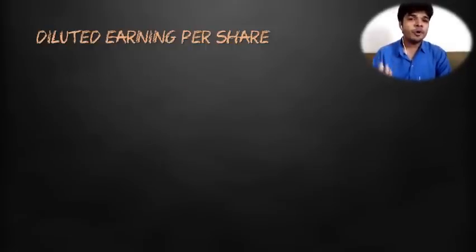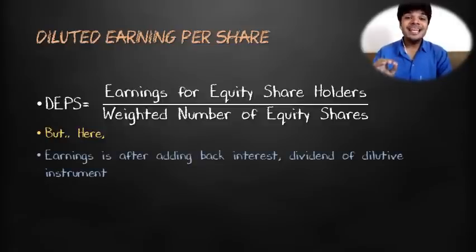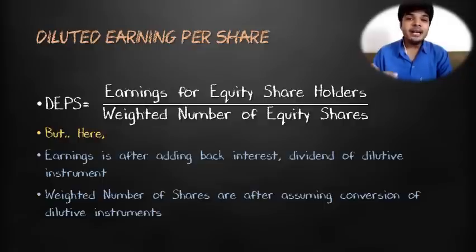What can be the formula of diluted earning per share? The formula is the same as basic earning per share, that is, earning for equity shareholders divided by the weighted number of equity shares. But here the earning is after adding back interest and dividend of dilutive instruments, and the weighted number of shares is after assuming conversion of dilutive instruments.